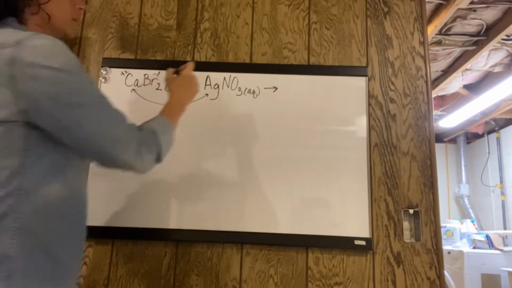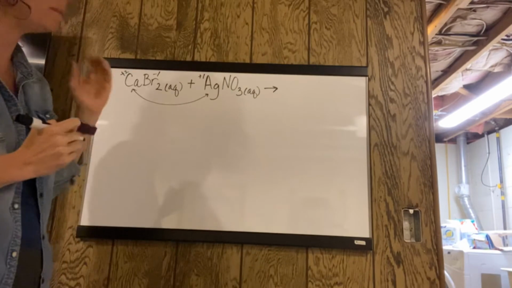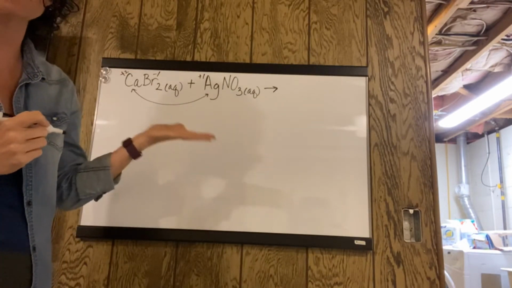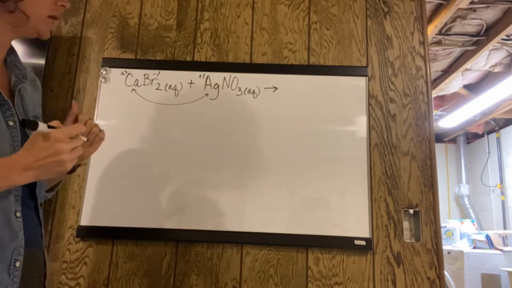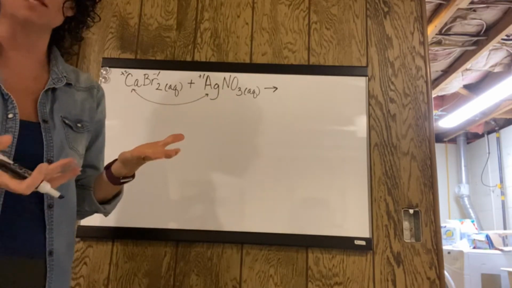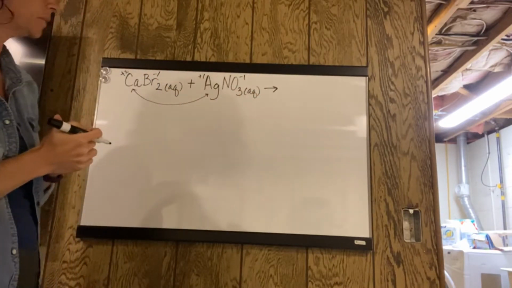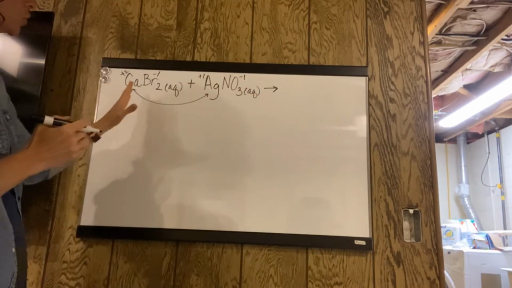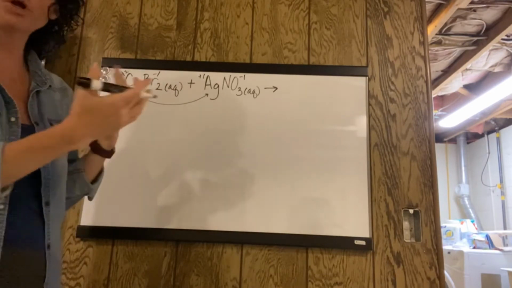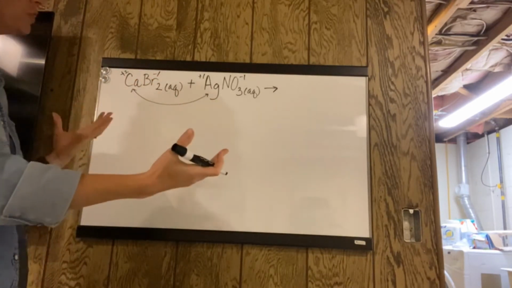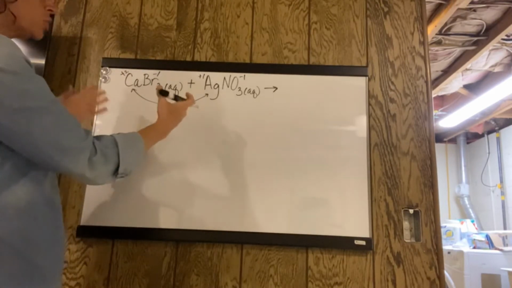Silver is a +1. Silver is one of the transition metals, but if you remember, I told you that silver always has the same charge. It's always a +1. And nitrate is one of the polyatomic ions that you memorized. Nitrate is a -1. Okay, so now we know the charges of all those individual parts. Now what we're going to do is go ahead and figure out what the formulas for the new products would be. I'm going to switch cations.